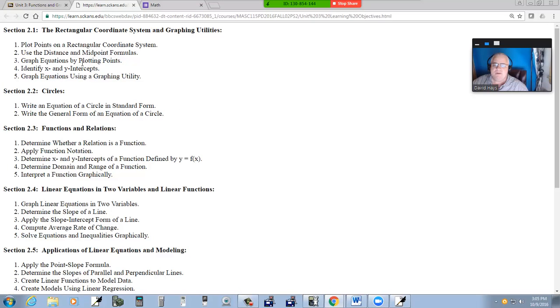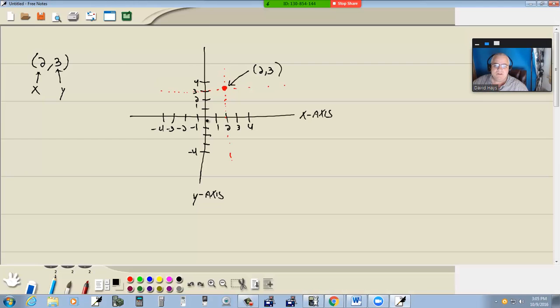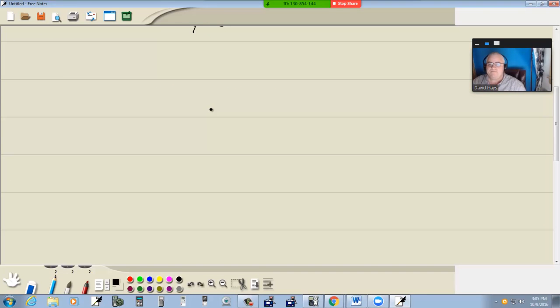Now, it says graph equations by plotting points, so let's talk about that first since we're talking about points. If I've got y is equal to 2x minus 3, I want to graph it. Well, I have to pick x values. I'll pick 0, 1, and 2. It doesn't matter which ones you pick. I wouldn't pick them too far apart. We want 3 points for a line. This is a line because everything's the first power.